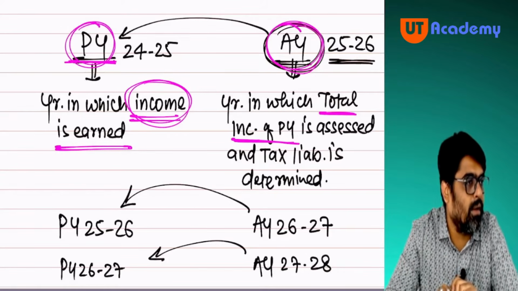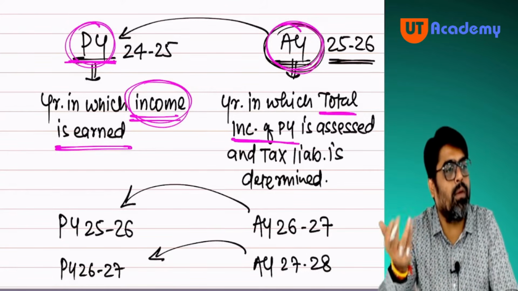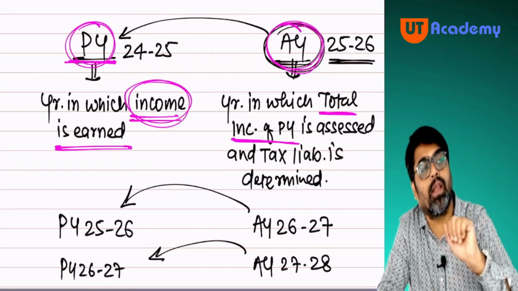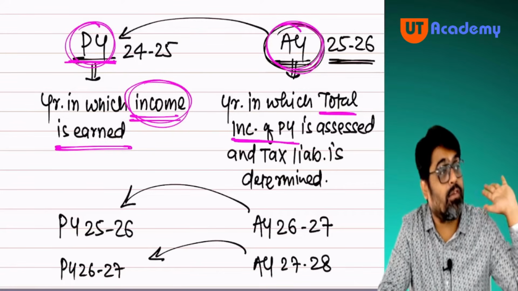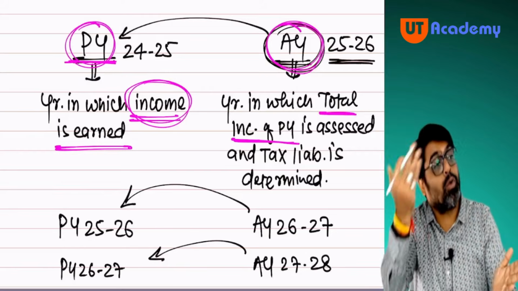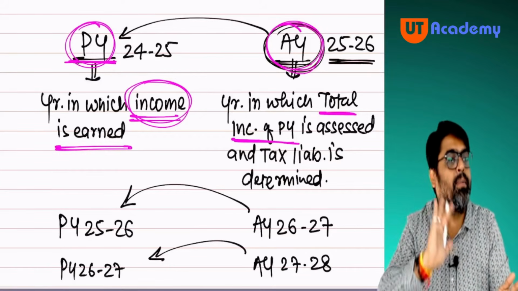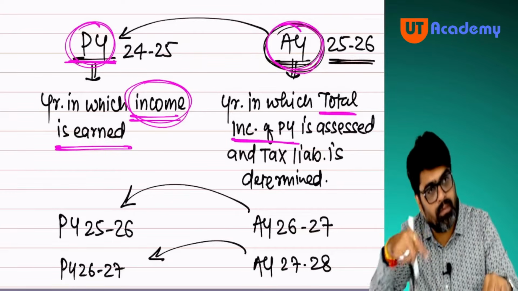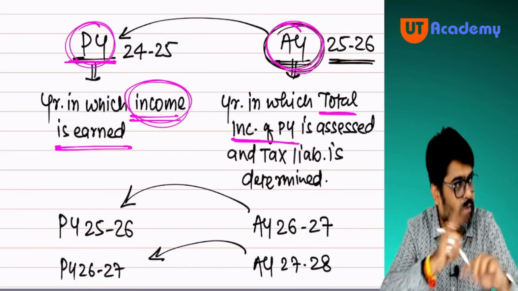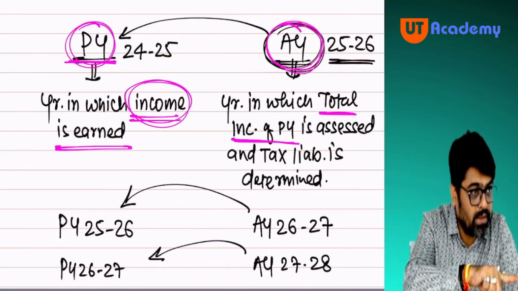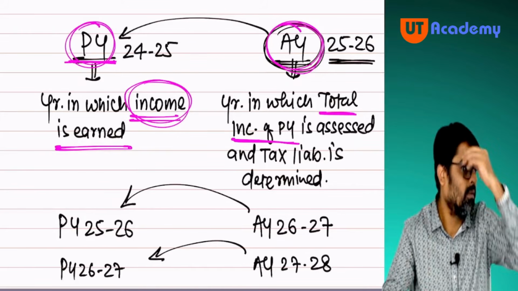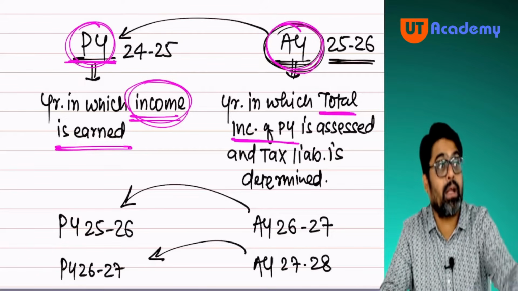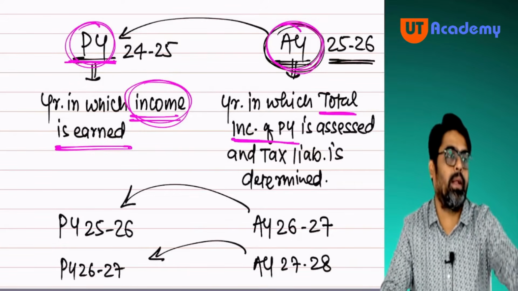Getting my point, everyone? So first you will earn the income, or first you will calculate the income? First earn the income, then calculate the total income. So the year in which you are earning the income, that year is known as previous year. And the year in which the total income of the previous year is assessed, tax liability is determined, that year is known as assessment year. Got it, everyone? Sure? Assessment year will come first and then previous year will come, no? Or it is reverse? Reverse, no? Previous year will come first and then assessment year. In previous year what do we do? And in assessment year what do we do? Assessment of total income of the previous year and tax liability of the previous year.